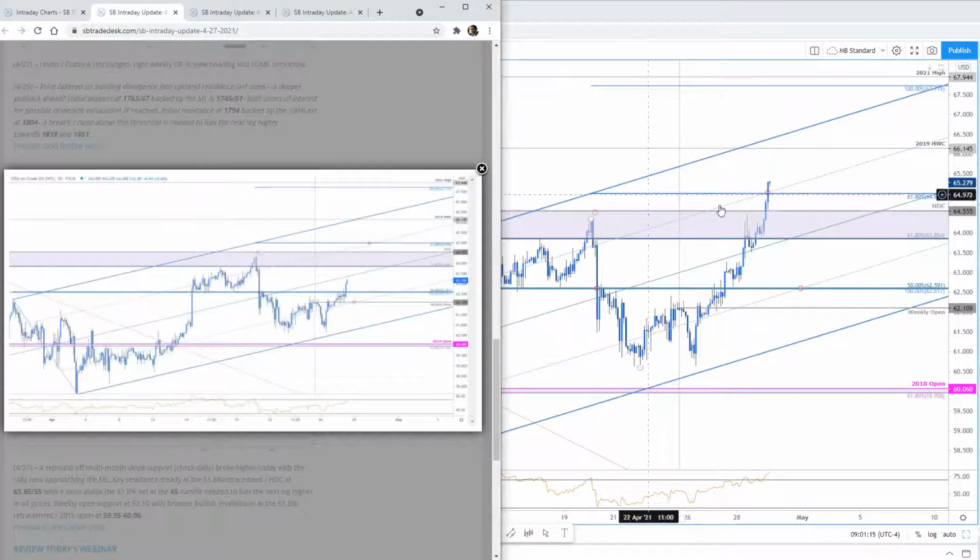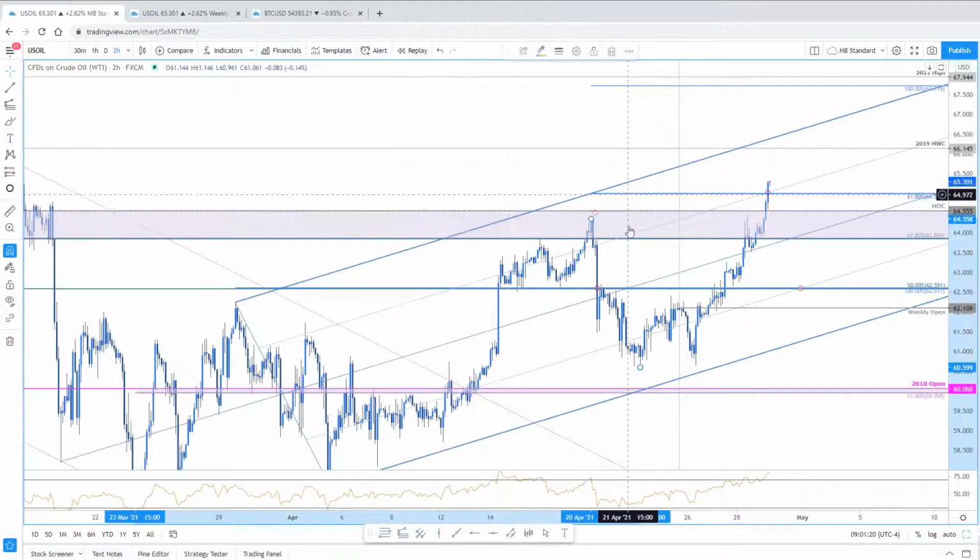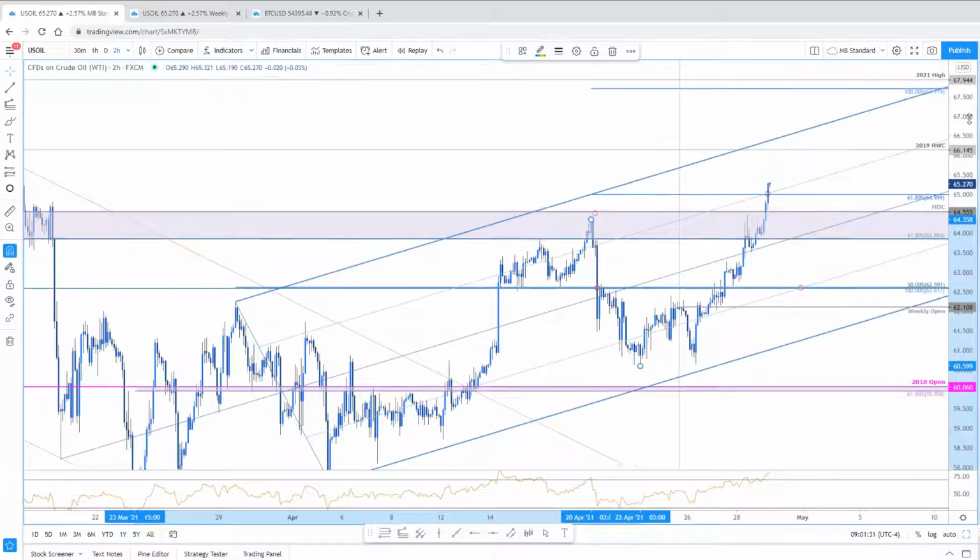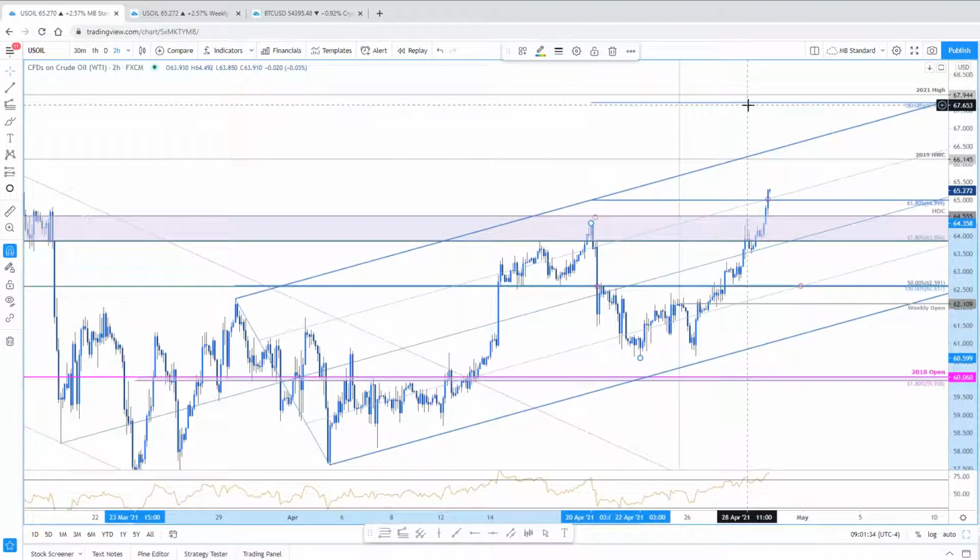Okay, so here we are at 65, essentially, which is the 618 extension of the advance off the lows. So just the reference points, boom, boom, boom. That's the 618. Next upside, like I said, 66.15, the upper parallel, there's 100. So even if this whole rally is some sort of massive fake out, and it's just two equal legs, it's still a lot of move up to the 67.60s. So I like crude, I like the move. If we settle today above 65, that would bode well for continued bullish price action in crude.